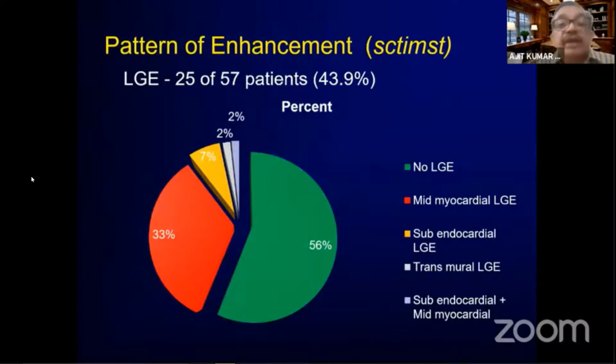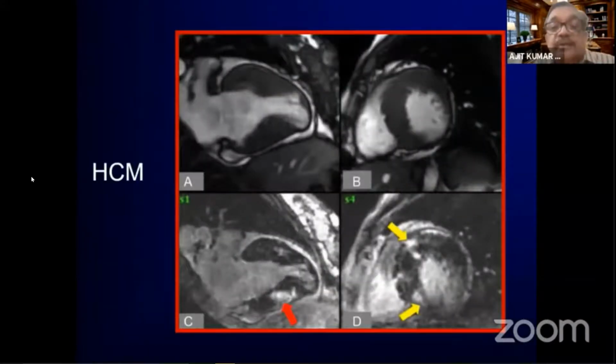So when we looked at our data, we found that 56% of patients with hypertrophic cardiomyopathy do not have LGE, while 33% have a mid-myocardial and 7% have a subendocardial LGE. So this is a typical pattern, you can see the asymmetric septal hypertrophy, and you find the LGE on the septum.